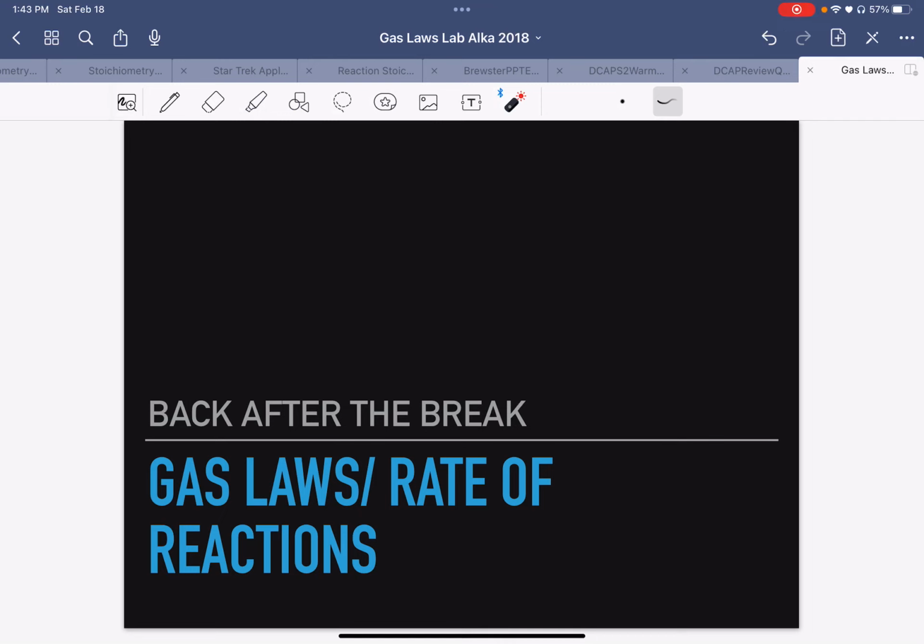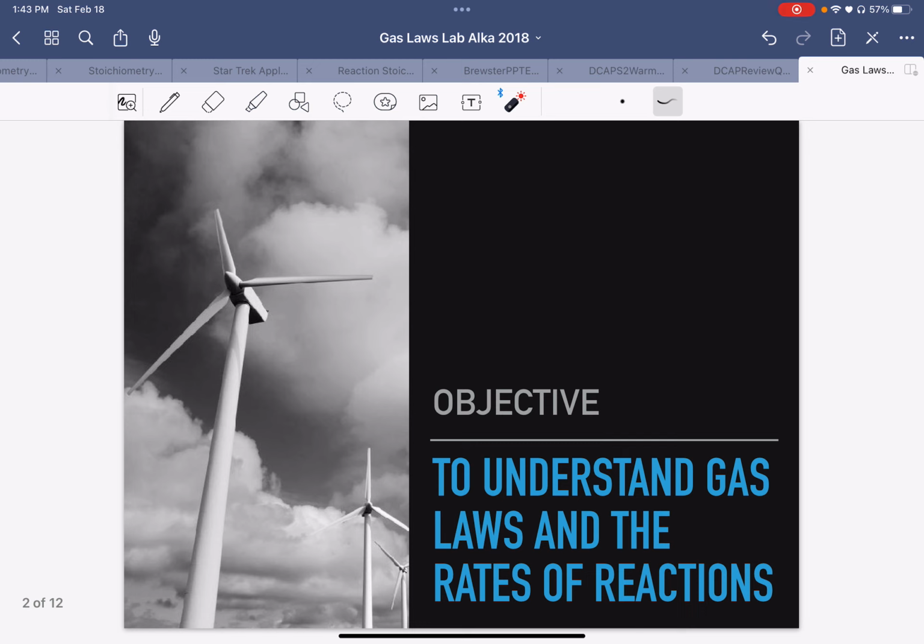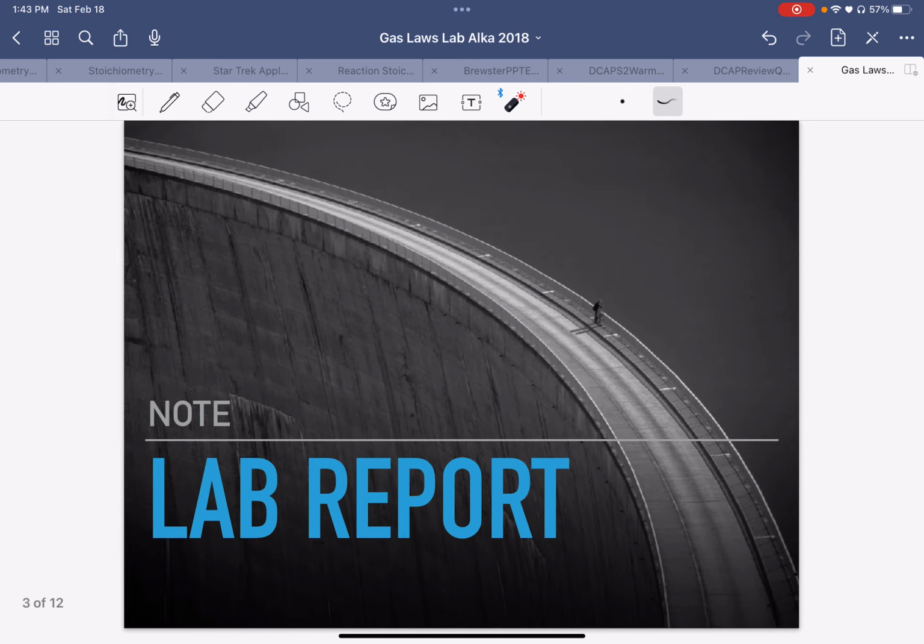Okay, this is the post lab for the gas laws, a rate of reaction, also known as the Alka-Seltzer lab. So, the idea is to start understanding the gas laws and the rate of reactions. And sometimes I do the sodium hydroxide and aluminum first, and sometimes I do the Alka-Seltzer first. So, this is going to be in general things you need to pull out of this.